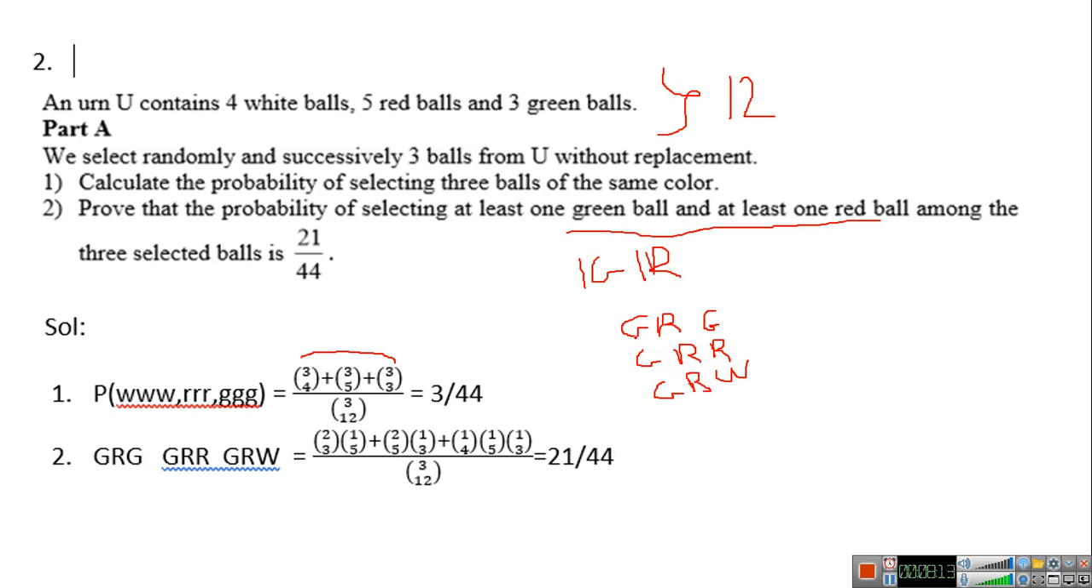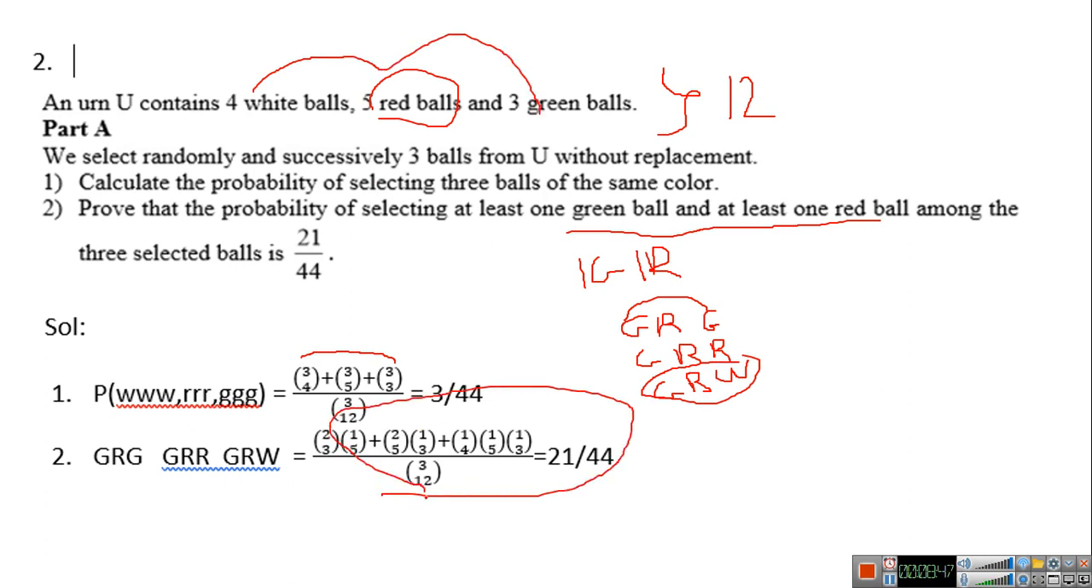I want minimum 1 green and 1 red, and the other one can be either green, red, or white. So here 2 green and 1 red. So 2 green means 2 out of 3 and 1 out of 5. Here I want 2 red and 1 green, 2 out of 5 and 1 out of 3. Okay, here 1 green, 1 white, so 1 out of 4, 1 out of 5, 1 out of 3 over total, so you have 21 over 44.